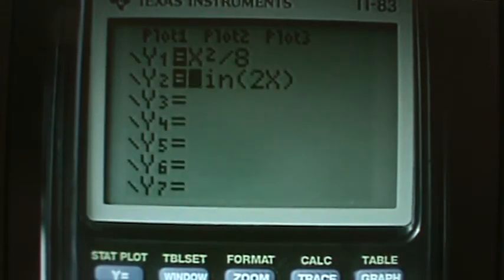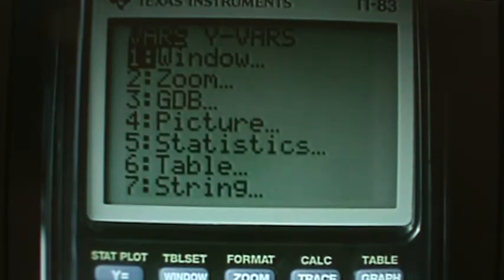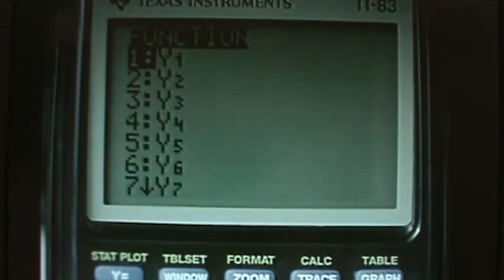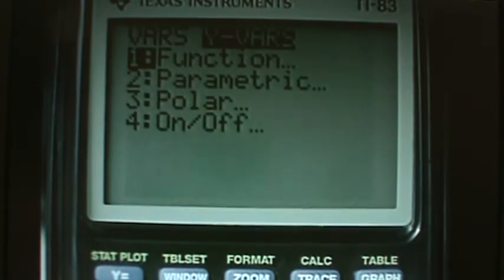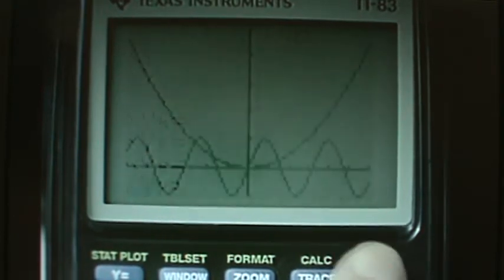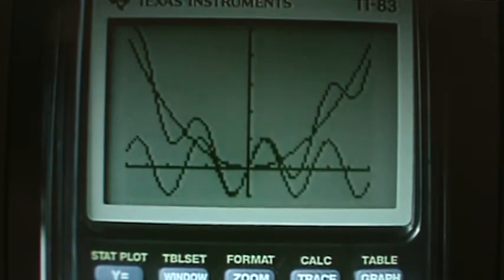Now, there is another way to add the two functions. We can of course enter x squared over 8 plus sine 2x, but another way is to press the vars button and then cursor to the right for y vars, and we want a function, and the function we want is y1, so I'll press enter here. Now I want to add y2, so I go through the sequence again: vars, cursor right, function, enter, and then cursor down to y2. Now I have y1 plus y2. And now the three graphs, the third graph will come on top of the other two. So we're making that sine curve take on a parabolic pattern.